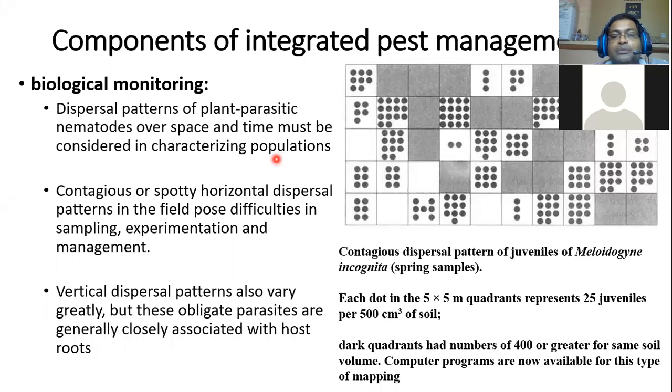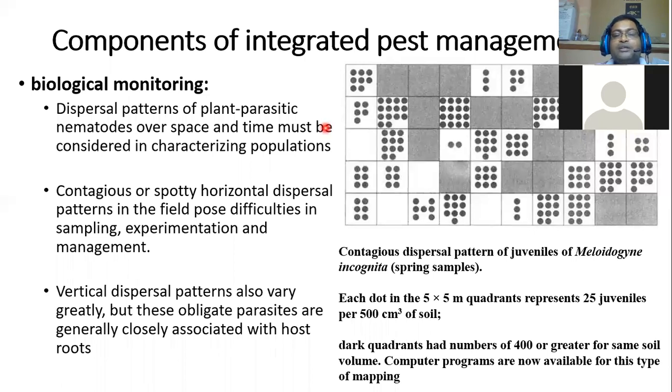You would have studied the different sampling techniques. In the commercial field, you have to take the samples first and bring the samples back to the laboratory. While you are analyzing, you can determine the population, how many nematode juveniles or eggs or adults are there in a particular field.